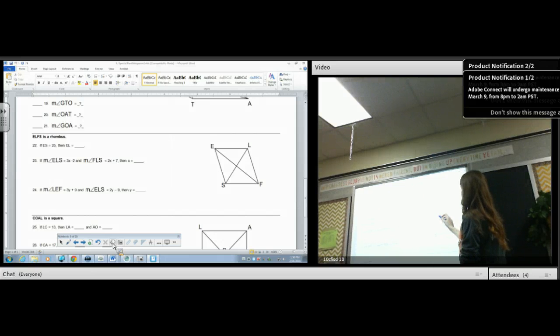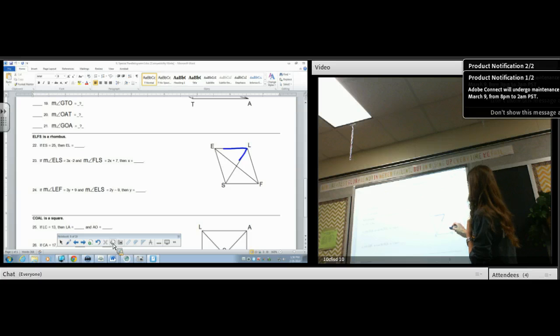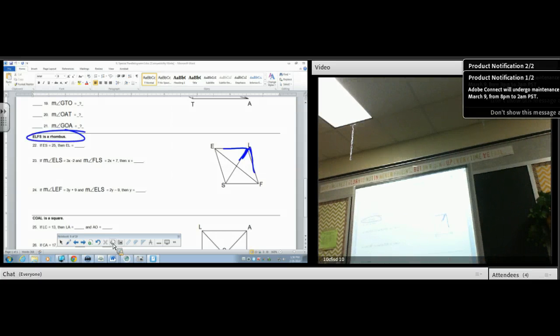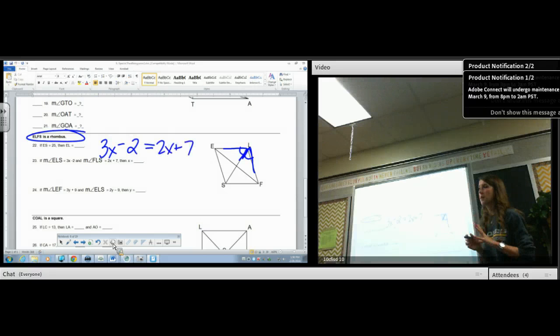23, ELS and FLS. Okay, you always need to go back to, hey, what shape am I dealing with? Then go to your family tree. Hey, on my family tree, what's true about a rhombus and its angles? Bisect. So what do we do with that angle and that angle? Set them equal. 3x minus 2 equals 2x plus 7. And just go from there.